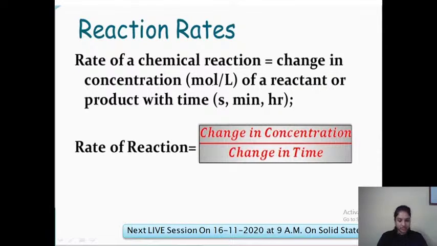Yeah, most of you have given the right answer. So the right answer is it decreases. The concentration of the reactant decreases with time. And what about the concentration of the product? Whether the concentration of the product increases or decreases with time.